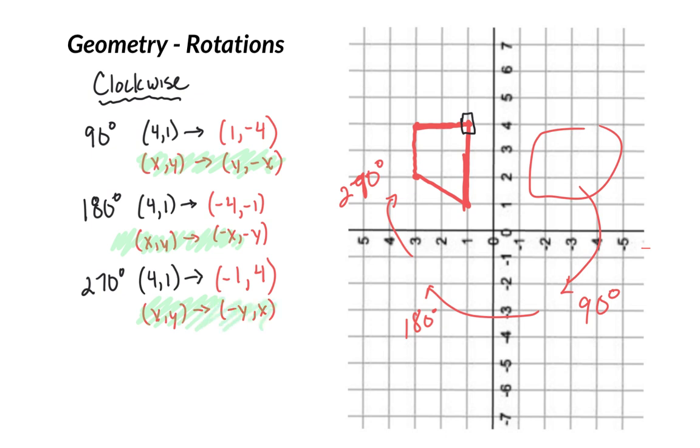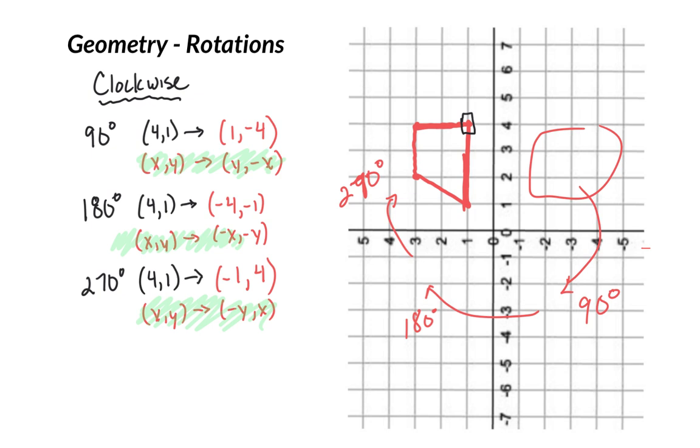So those are your 4 things to know. The 90 degrees changes my y and x and makes the x negative. 180 leaves x and y in the same place but changes the signs. And that 270 changes the order and also then makes y negative.